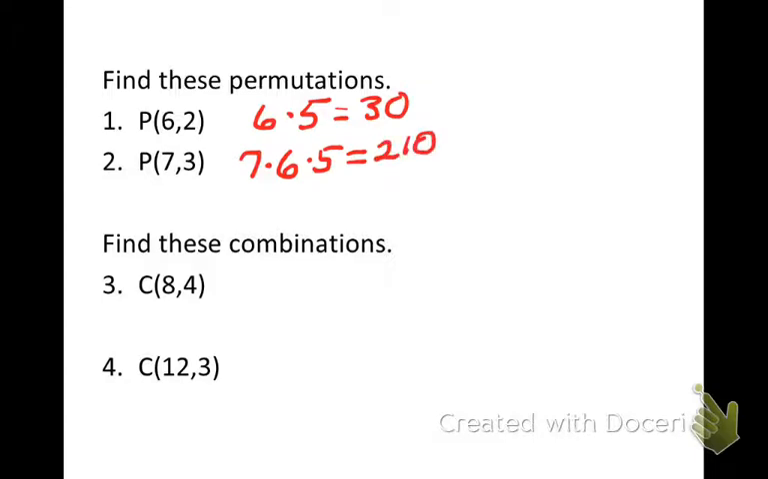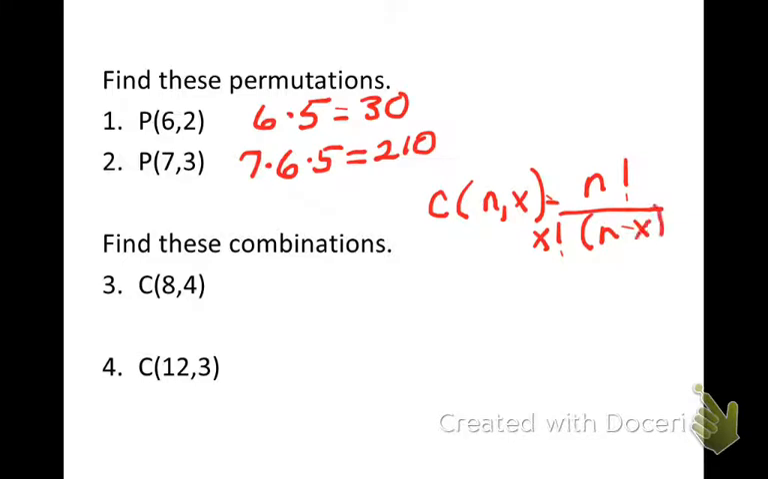Now combinations, since the order doesn't matter, you have to eliminate some things. We read it the same way: the number of combinations from 8 choose 4. Remember what we said, this is the formula that we're going to use, where n and x represent these 2 numbers. It's n factorial over x factorial times the quantity n minus x factorial. We're going to put the numbers in their places. What is n in problem number 3? It's 8. So 8 factorial.